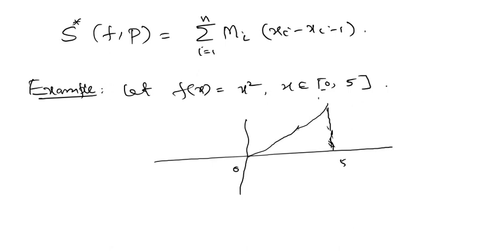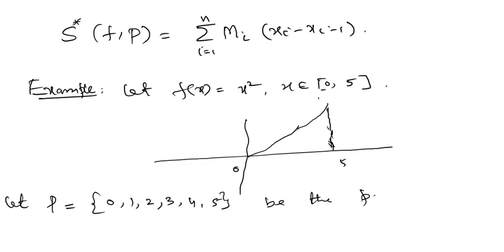So let's take this partition. Let's take the simple partition. Okay, take 0, 1, 2, 3, 4, and 5. Let this be the partition of 0 to 5.